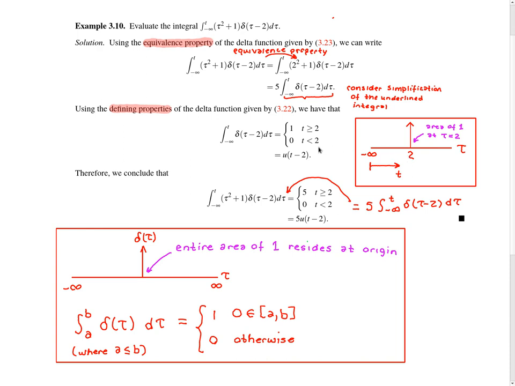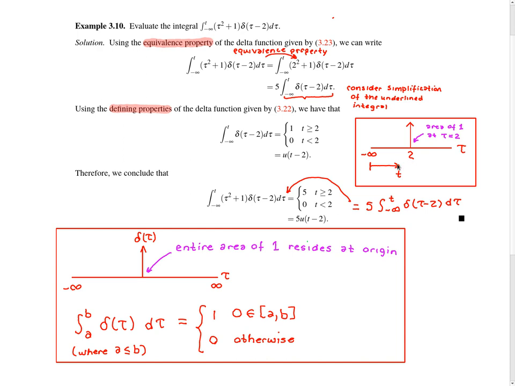So this is the reason why when t is less than 2 the result we get is 0, because when t is less than 2 it means that this point here, the upper end of our interval we're integrating over, is somewhere to the left of 2. Therefore, 2 is not included in the interval we're integrating over. Therefore, we're integrating a function that's always 0. Therefore, the result is 0.